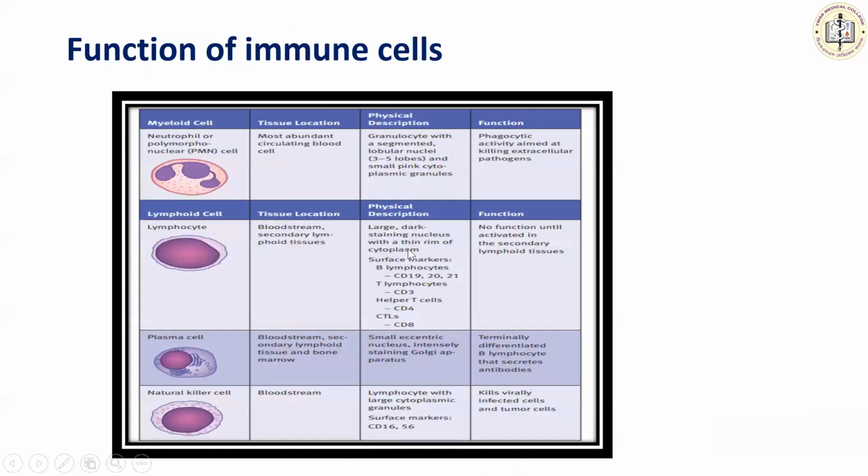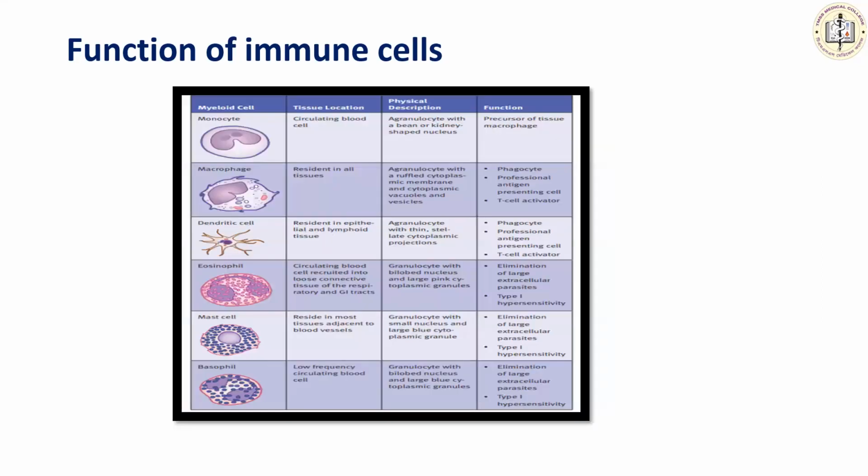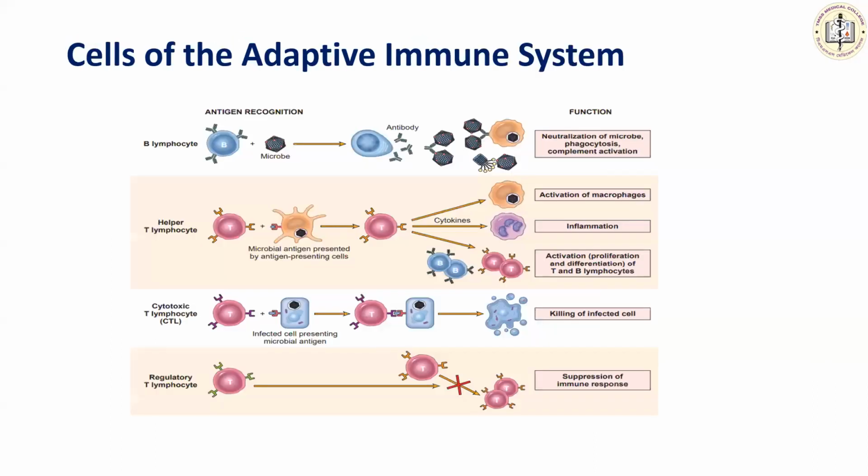So the cells and organs of the innate immune system. What are the things actually we need to know? Can you see the slide is changing? Yes, sir. Okay. In case of cells, we need to know every function of the cells. What are the cells? What are the functions of the cells? What are the innate immune system cells? What are the adaptive immune system cells?